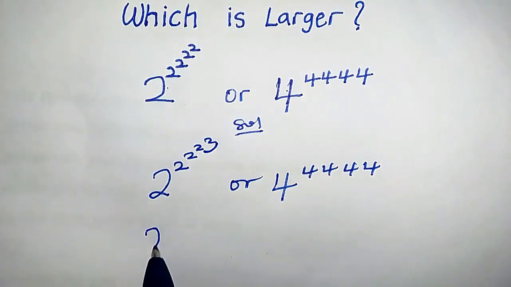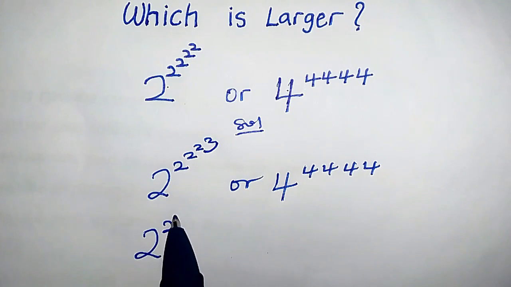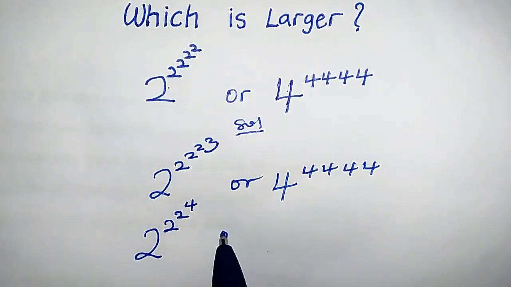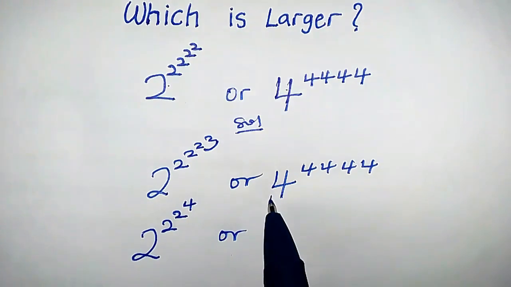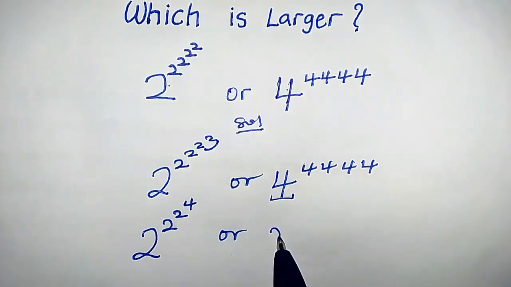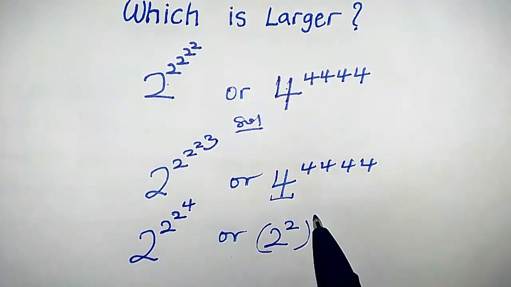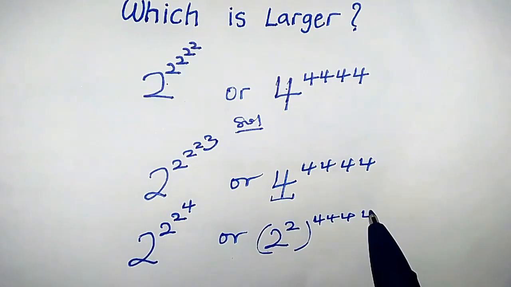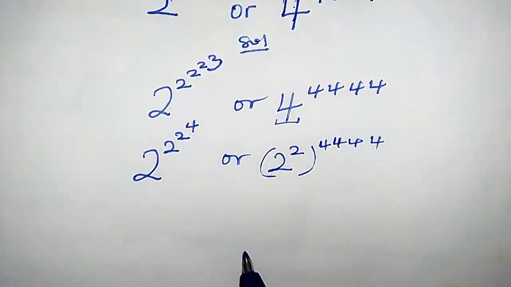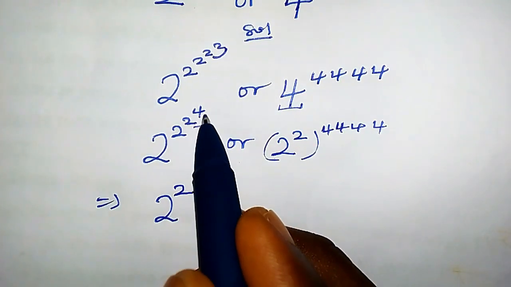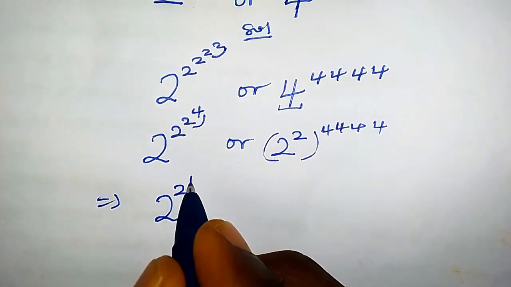We're going to have 2 raised to the power 2 raised to the power 2, which is 2 squared, that is 4. Now, considering this base, 4 can be written as 2 squared, times the power, which is 4^4. So let's proceed further. This implies 2 raised to the power 2^4, that is 16.